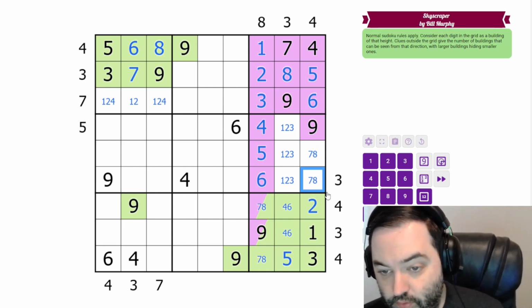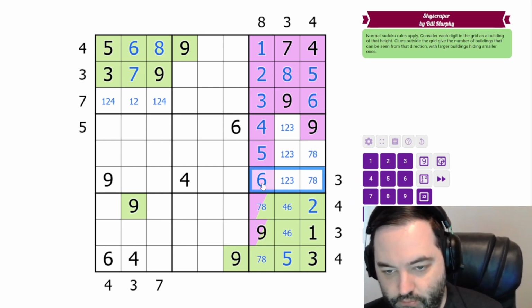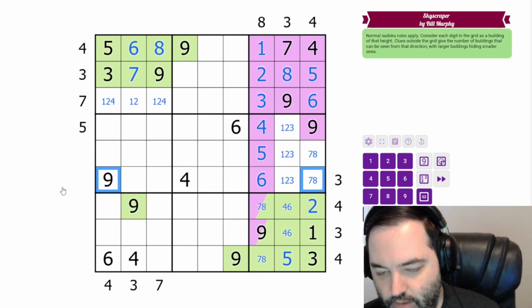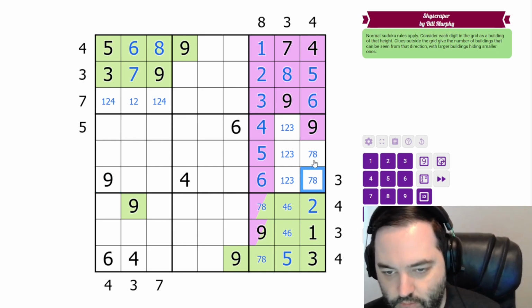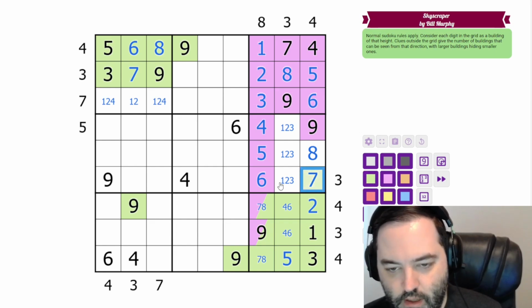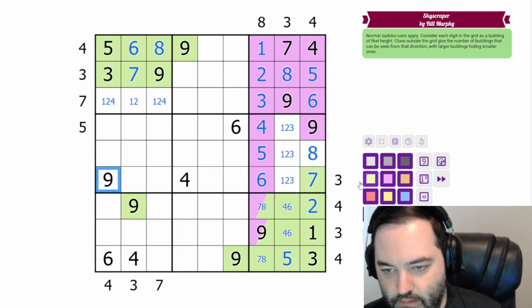Now, looking at this clue, we have a 3 in this row. How are we going to get to 3? Well, if we put an 8 here, the only other thing we're going to be able to see is this 9. That's only 2. So this has to be 7. It will be part of this. And somewhere in here, there's an 8. We don't know where yet.